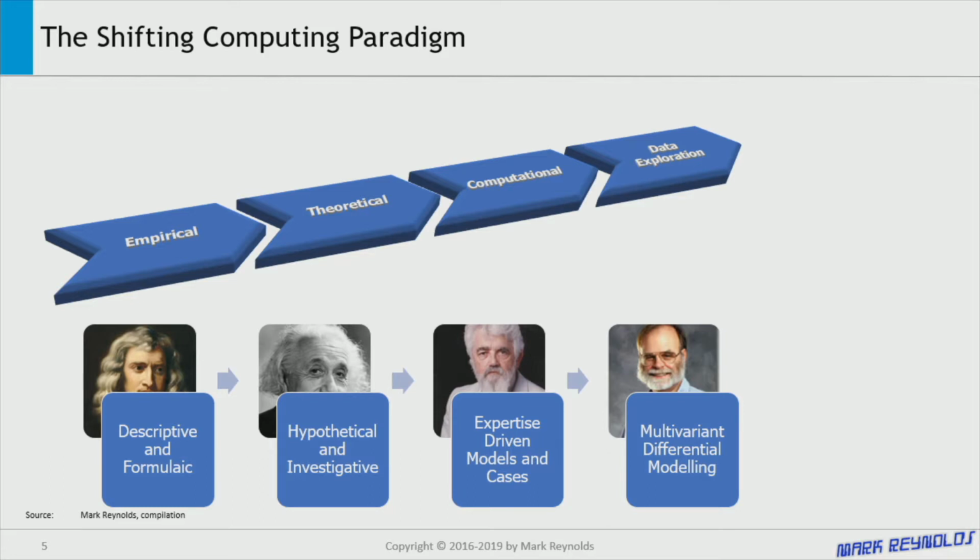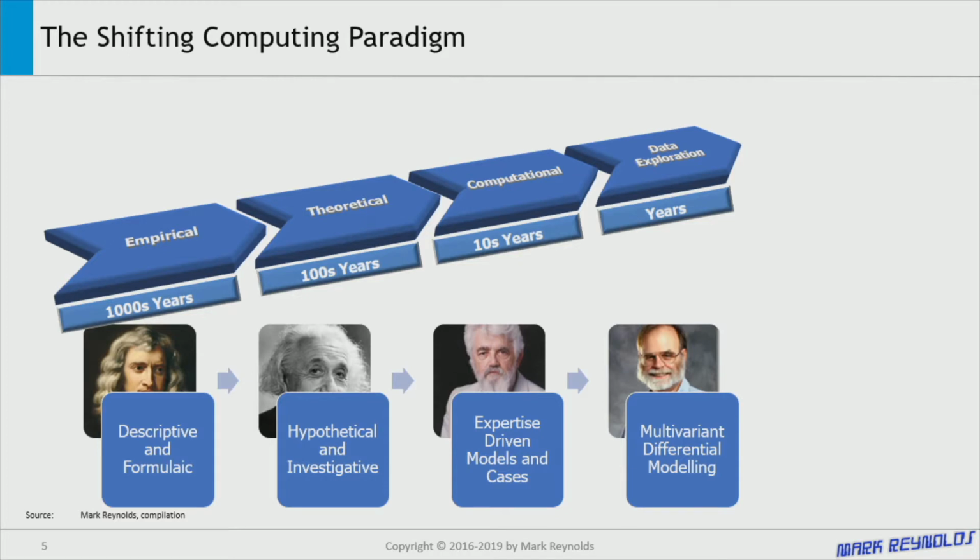Einstein came along, he had hypotheses and investigations, and in fact that formed the basis for science fairs, which kids today are still tormented with. Computational, John McCarthy, data exploration and e-science. Jim Gray from Microsoft wrote a paper where IT meets science. These 4 different paradigms have evolved.